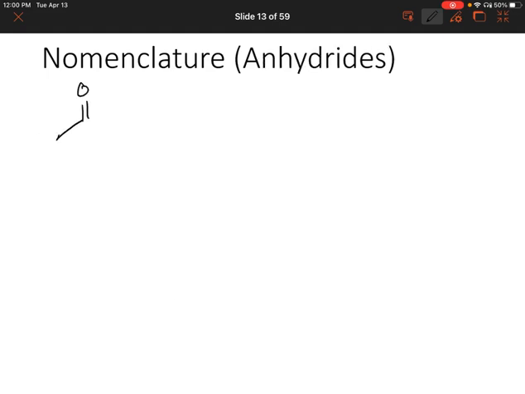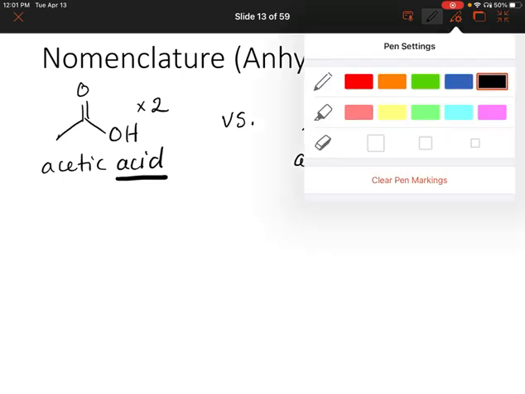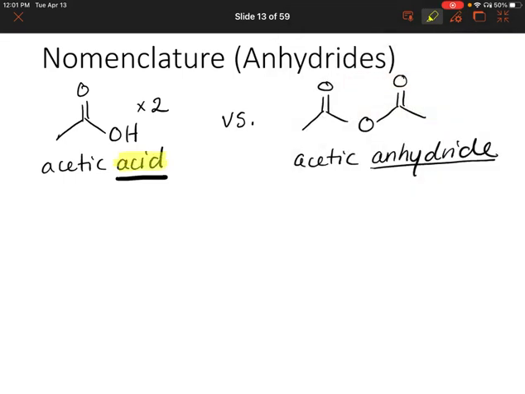So again, let's say we're starting with acetic acid, and we convert that into an anhydride. So we would need 2 of these acetic acid molecules to make this anhydride product. But what we're going to do to name this product is replace acid with anhydride. So this would be acetic anhydride. So again, not too bad, although this anhydride here is symmetrical.